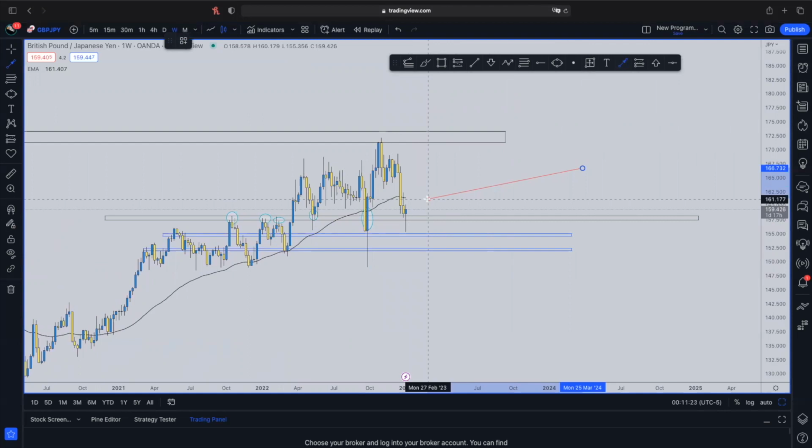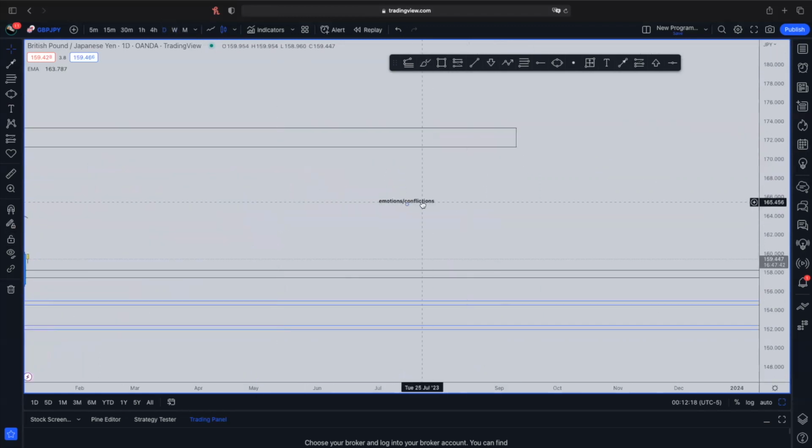Signaling that we could be in a potential downtrend, but it will depend on how we close and what candles we close on the lower time frames. So stopping at the weekly time frame, we're going to go to the daily time frame, but I also want to talk about emotions and conflations, right?